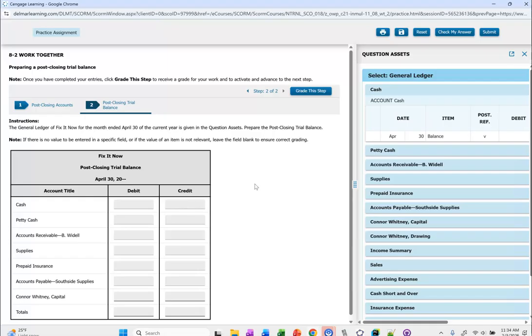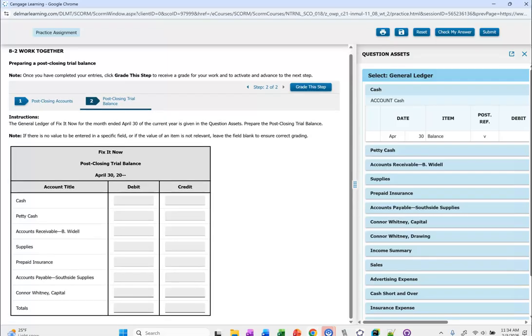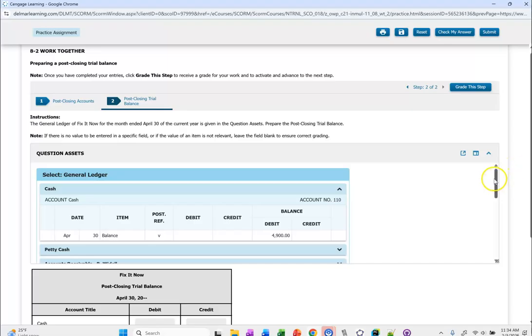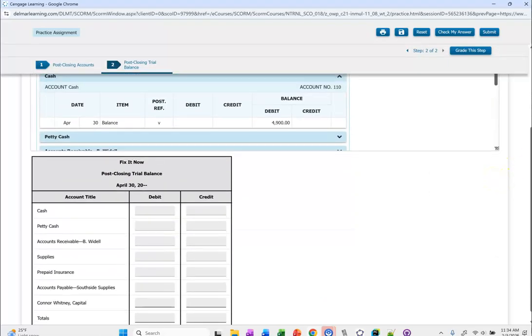So now we're just gonna be filling out this sheet. They've gone and written the accounts in for us that we needed, because these are the ones we selected from the previous page. So I'm just gonna go and look at my individual ledger accounts to pull these numbers. If I look, I have cash as my first one. If I look at the cash ledger, the balance is a debit of 4,900.